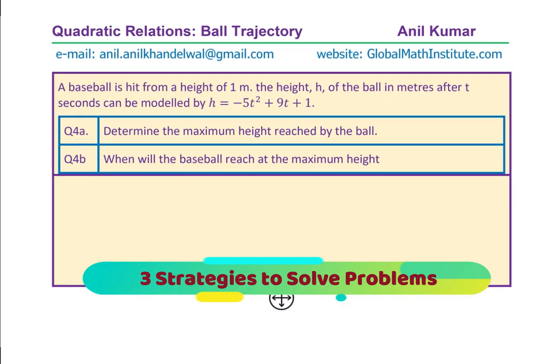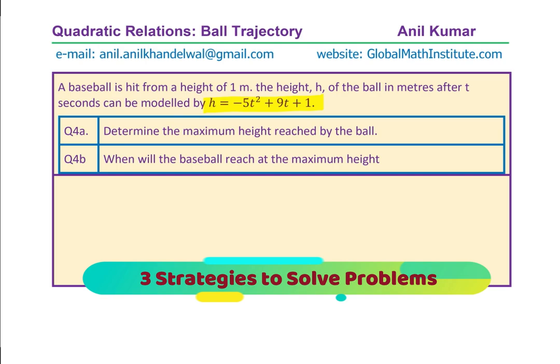4th question, again similar. We have some equation to represent the height of the ball, and this time we need to determine the maximum height reached by the ball and when it will reach that particular height. So in this case, it is finding the vertex of the parabola.